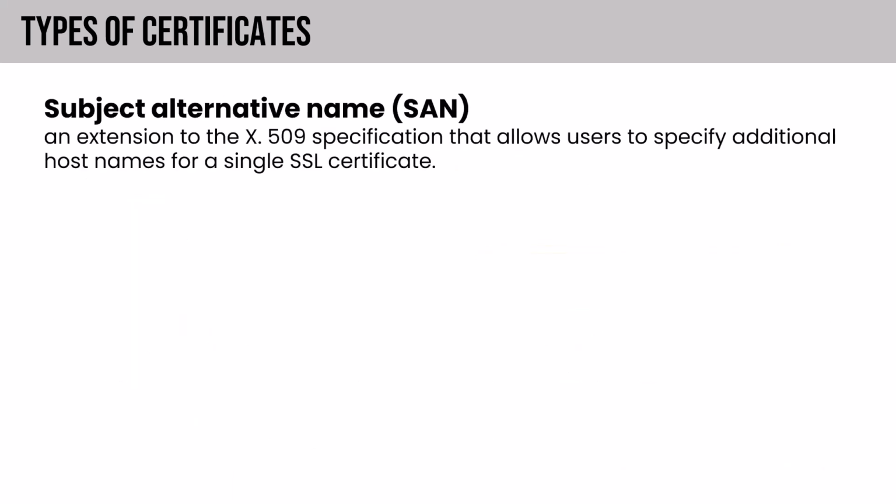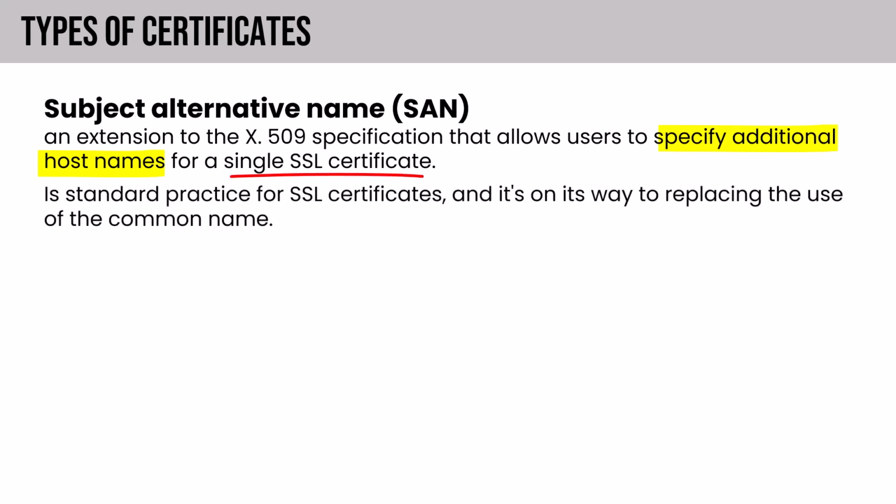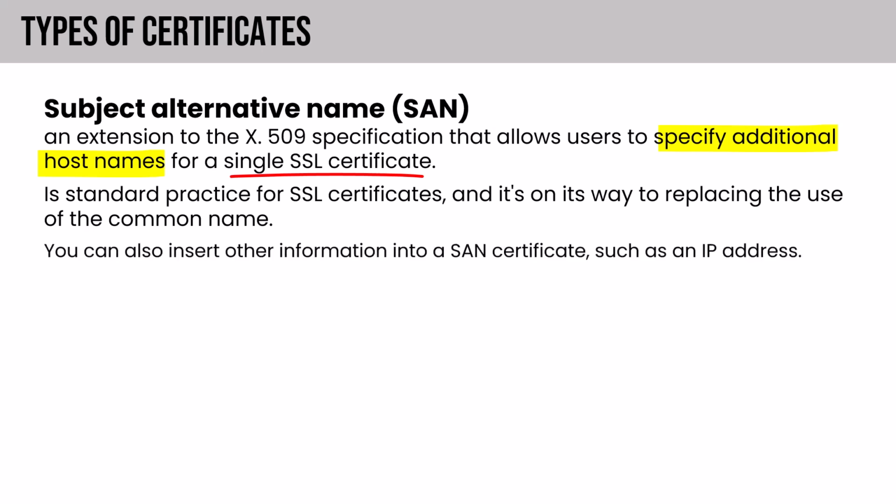Next, we have the Subject Alternative Name, or SAN certificate, which is an extension to the X.509 specification that allows users to specify additional host names for a single SSL or TLS certificate. It's standard practice for SSL certificates, and it's on its way to replacing the use of common name. You can also insert other information into a SAN certificate, like an IP address.